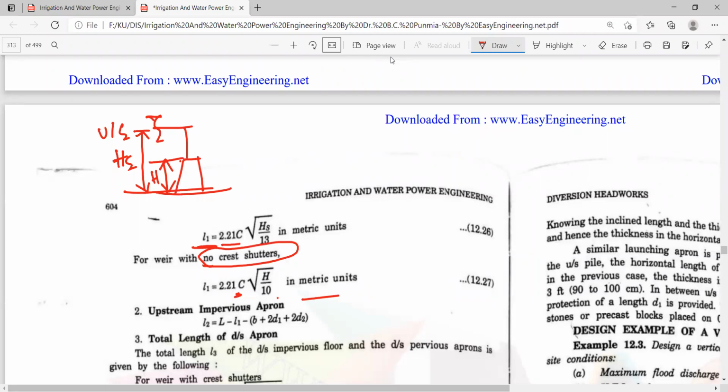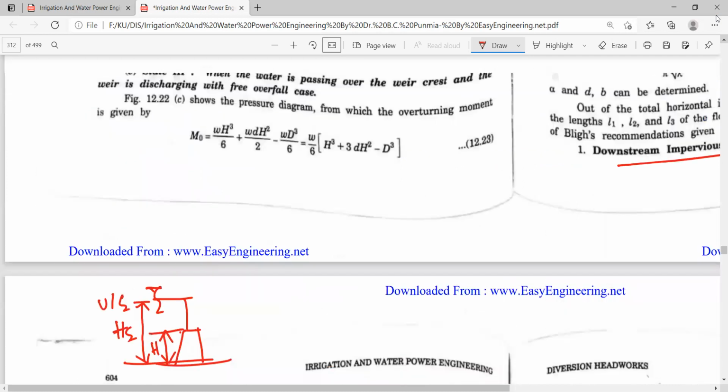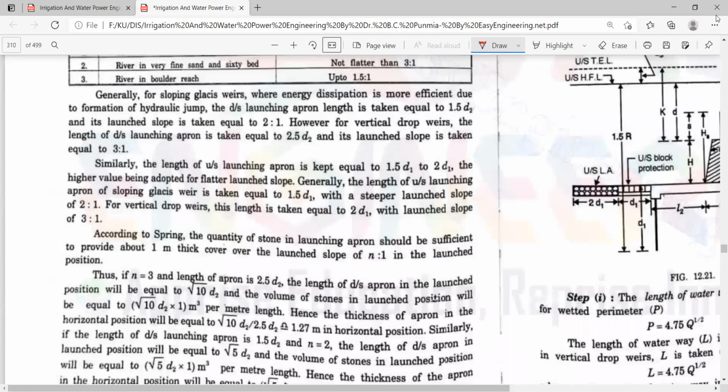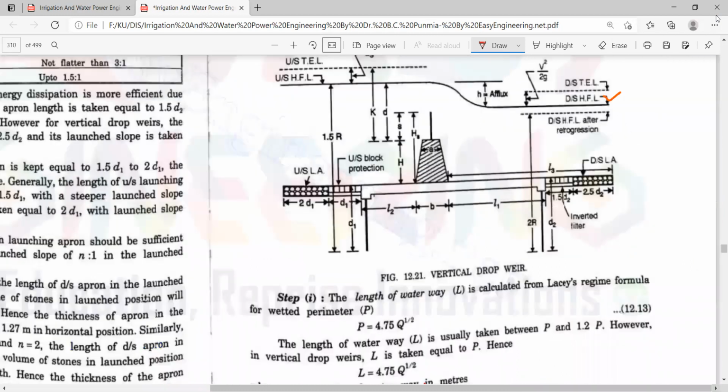Just now we have seen L1. Just a minute, I will show you what L1 is, as these parameters are very important. Just now I told you to take a screenshot of this one. I will also take a screenshot of this, and I will share it again.